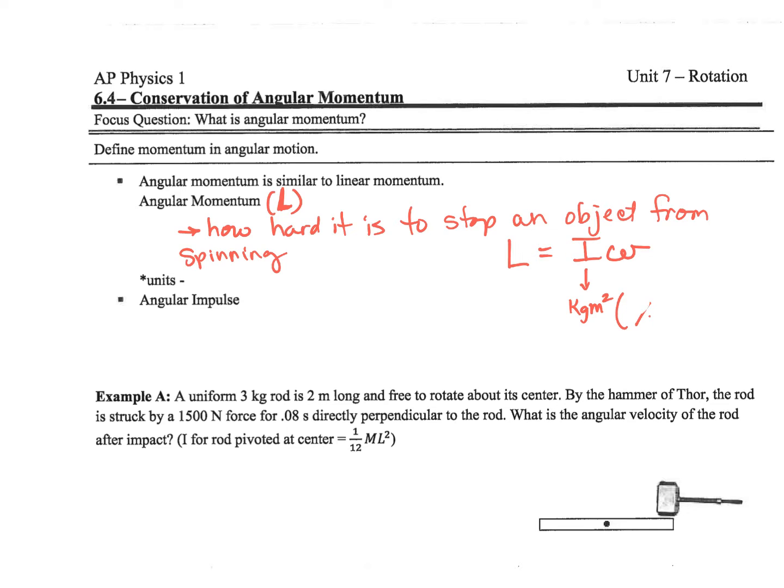Is it kilogram meters squared or kilograms meters? Inertia: MR squared. So it's kilogram meter squared. Do you see I figured out what the units were? What's the basic formula we said for inertia? MR squared, right? Mass is kilograms, R is meters, right? So it's kilogram meter squared. And omega is radians per second.